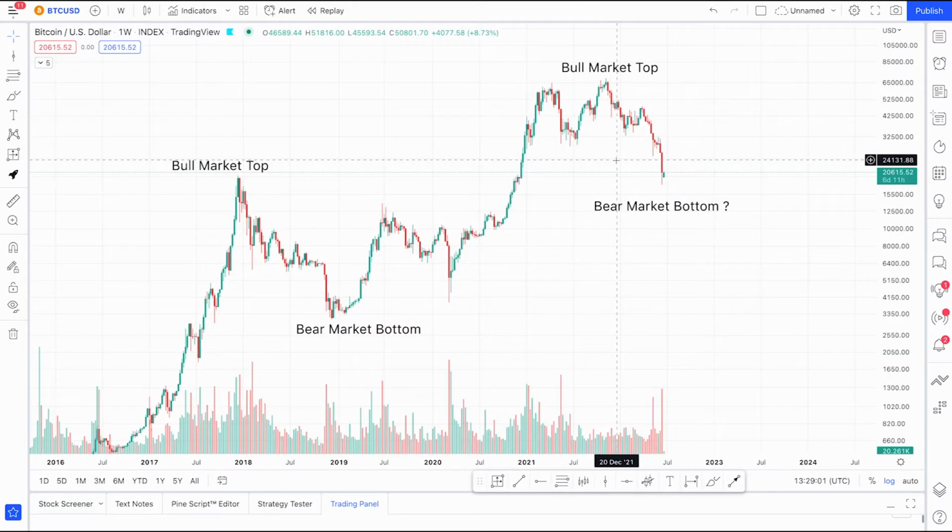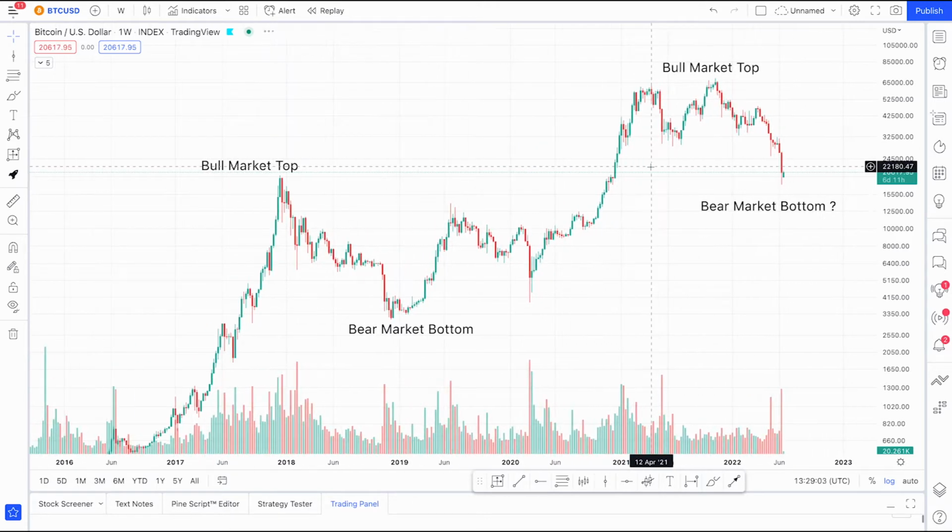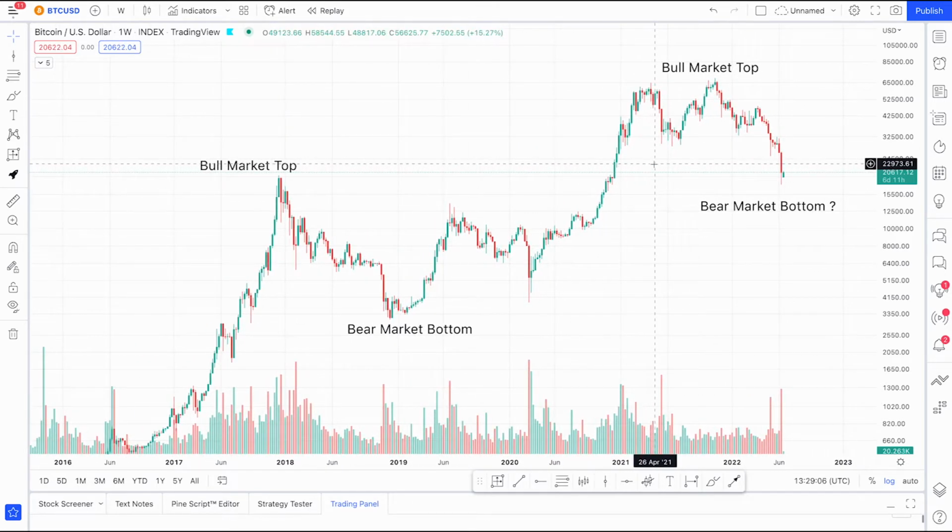We'll be studying Bitcoin's price history in this video. I'll be showing you how the Fibonacci Retracement tool would have accurately predicted all the tops and all the bottoms of previous Bitcoin cycles. You would have been able to sell the top and buy the bottom. Now, this is just theory. This is not financial advice.